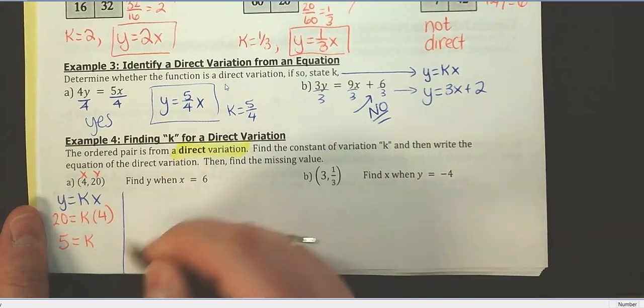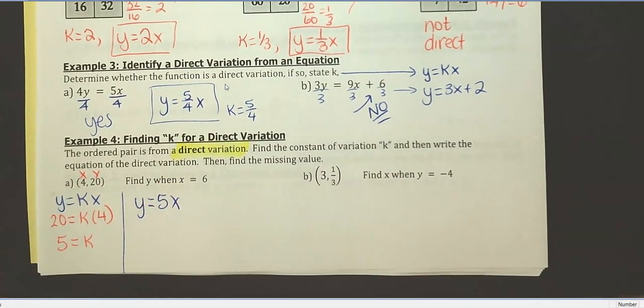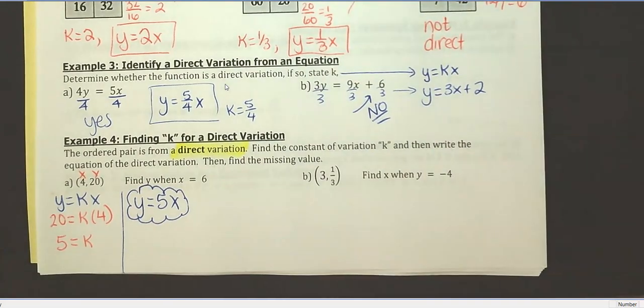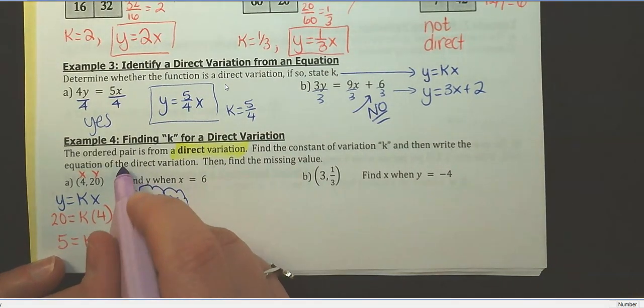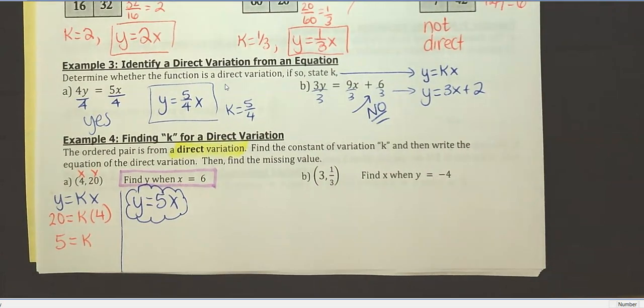Then it says write the direct variation. Okay, so to write the direct variation, I would just go ahead and write it in the format with that k value plugged in. So that would be my direct variation, y equals 5x. So that's part of my answer. Okay, then these questions always have like a secondary problem to them. So this one says, after we got our equation, find y when x is 6.